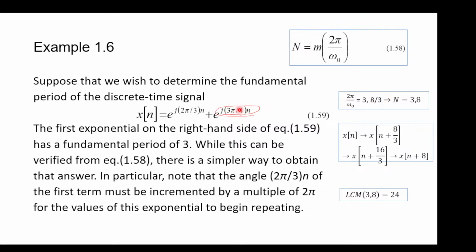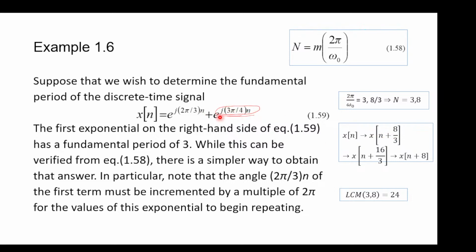Because this omega naught is 2 pi divided by 3, if your n gets an increment of 3, then this part will increase by 2 pi. But you see that that increment is not an integer, so you cannot have that as your n. So you look for another, since it cannot be a multiple of 2 pi.